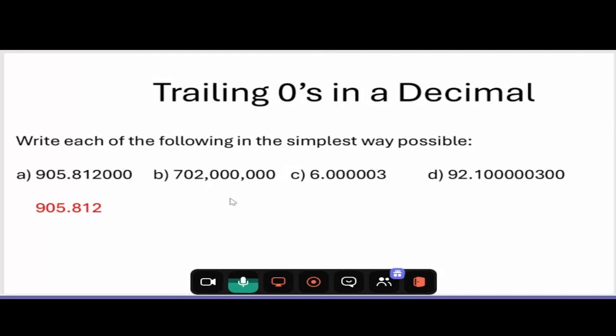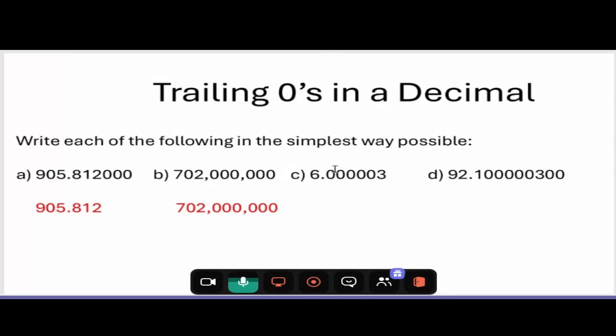Next one, 702 million is what this number is. And everything is to the left of the decimal. We don't write the decimal. It's right there, right after the last zero. Every single one of those zeros, you can't just ignore those zeros because then you just have the number 702. They all need to be there.